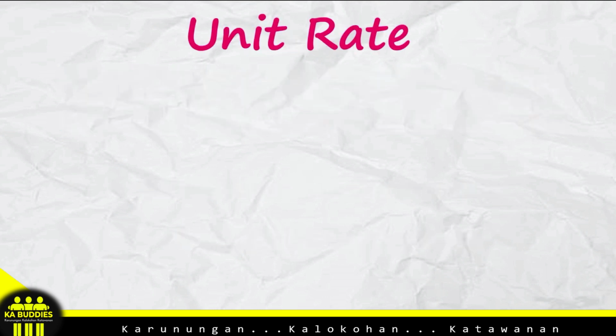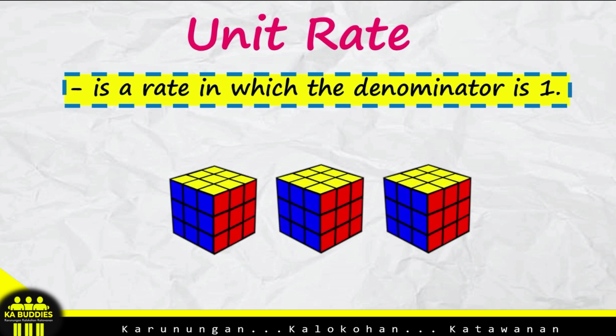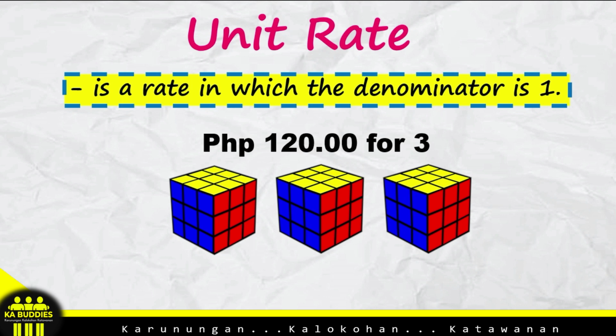Let us proceed to unit rate. When we say unit rate, it is a rate in which the denominator is 1. From the word itself, unit, which means 1. So for example, we have here 3 Rubik's Cubes and it costs 120 pesos for 3. So what we need to do is to get the unit price or the price of each Rubik's Cube. So 120 for 3, therefore we have 40 pesos for each Rubik's Cube. Therefore, the unit price of each Rubik's Cube is 40 pesos.